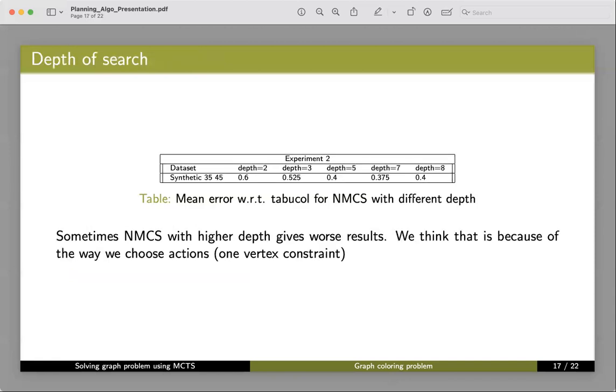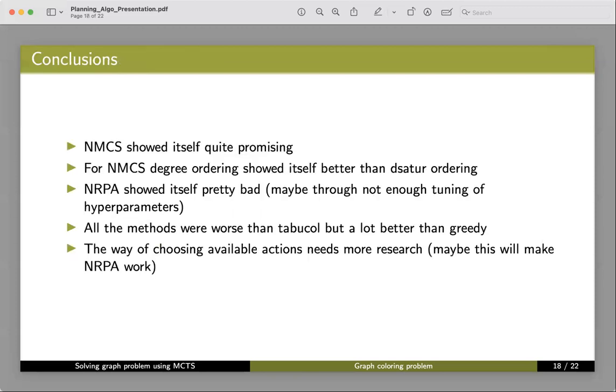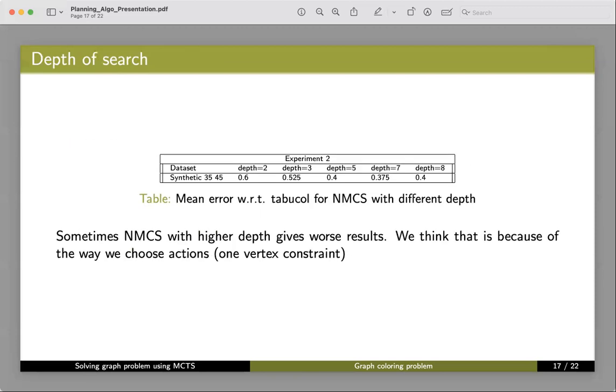Next slide. We talked about hyperparameters, and we experimented a little bit with the NMCS hyperparameter depth. As you can expect, with an increase of depth, the result improves too. But there is another very interesting property: sometimes with an increase of depth, we can get worse results. We think that this is connected with the way we choose actions, and we will try to elaborate on that a little bit in future work.